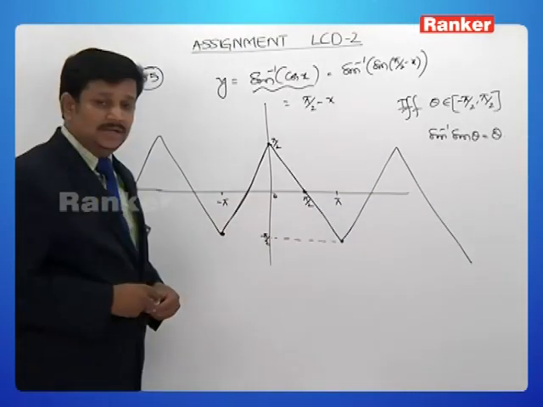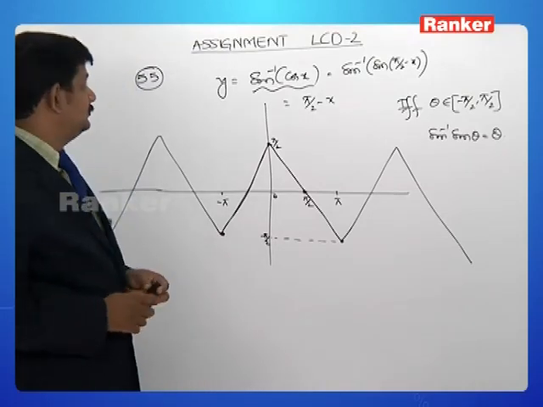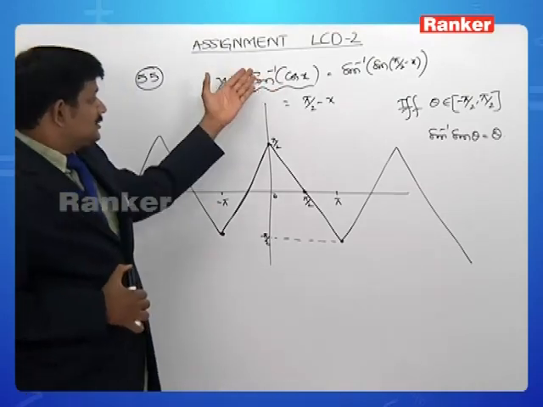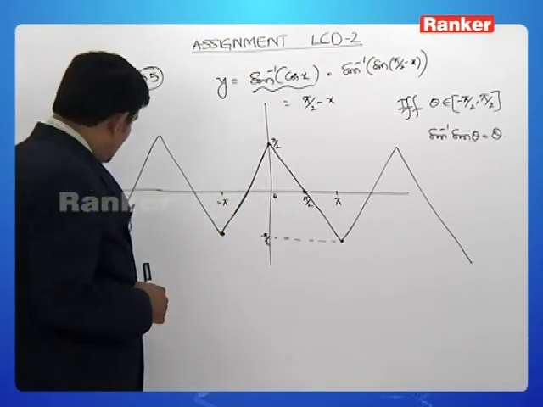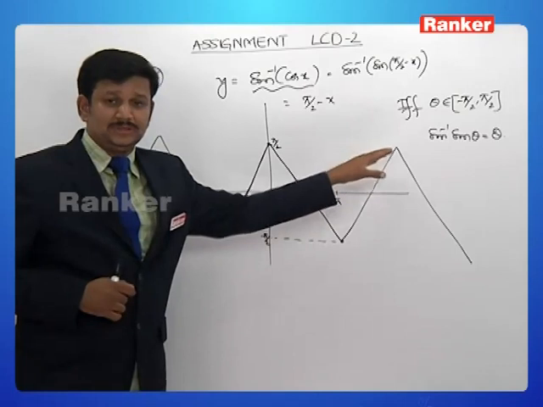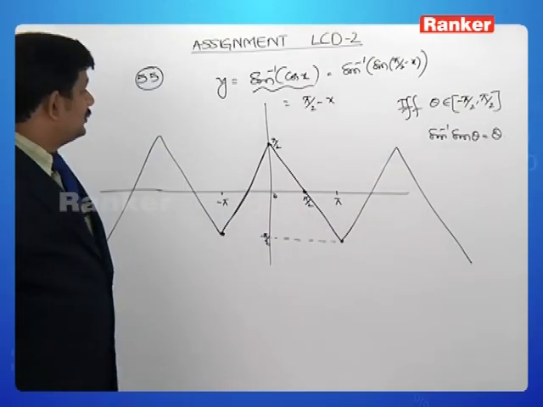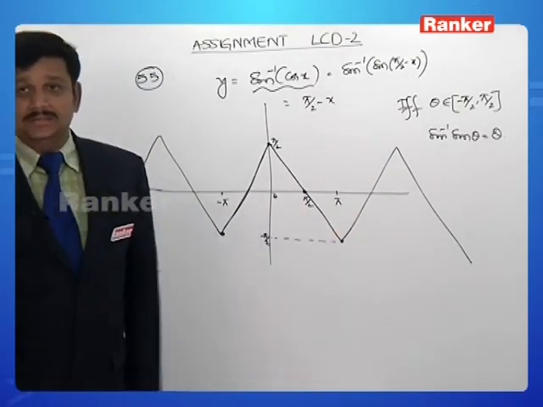Now let us talk about continuity and differentiability of this function. Cos x is continuous, sine inverse is continuous, their composition will be continuous. And the graph also says that we can draw the graph of this function without lifting the pen. So the function is continuous on R.